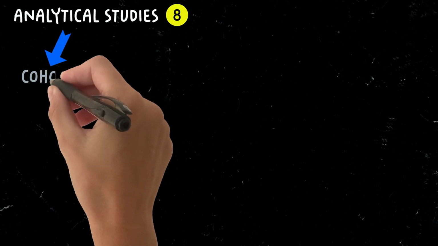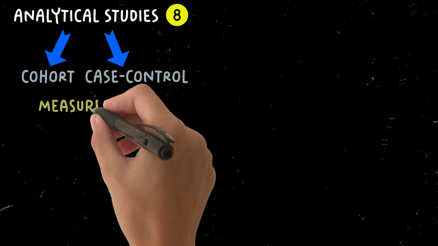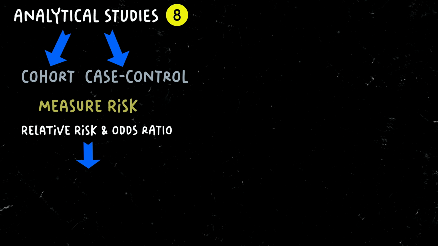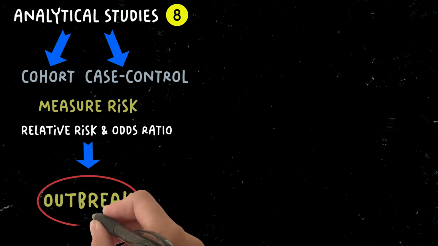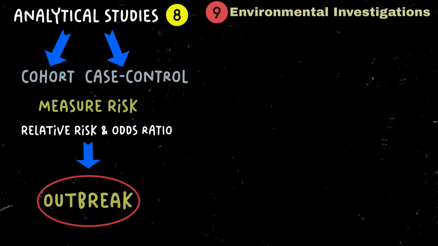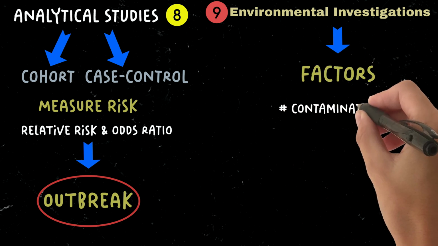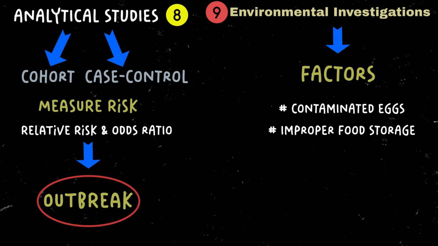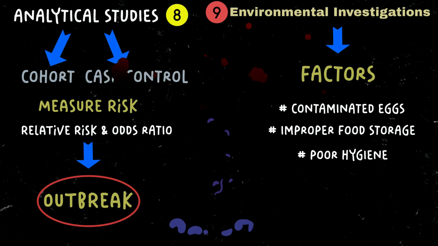The two most commonly used types of analytical studies in outbreak investigation are cohort studies and case control studies. The studies can determine how likely it is that a certain factor is the cause of an outbreak. In addition to the analytical epidemiological studies, an environmental investigation can also help confirm the hypothesis. For example, in a foodborne outbreak, the environmental investigation could identify factors like contaminated eggs, improper food storage, or poor hygiene standards that may have contributed to or caused the outbreak.